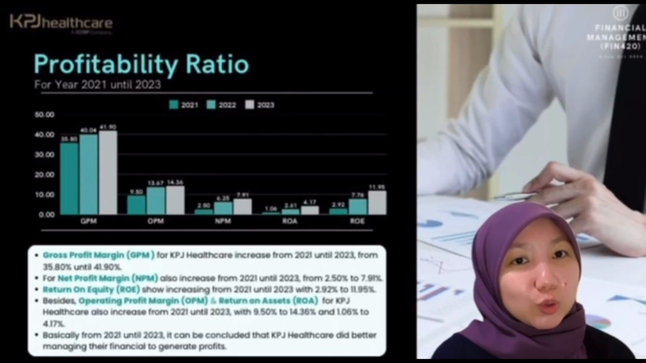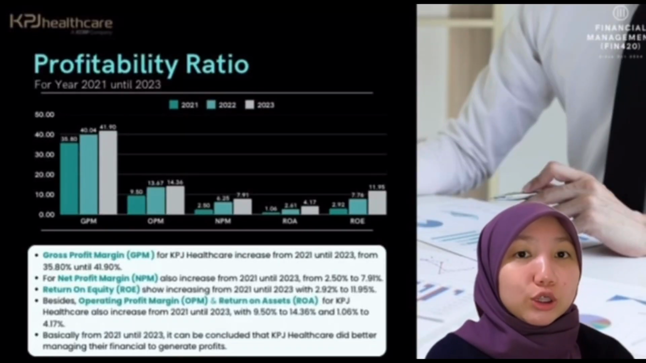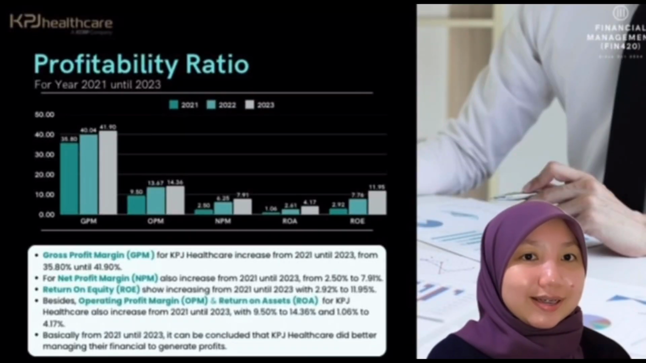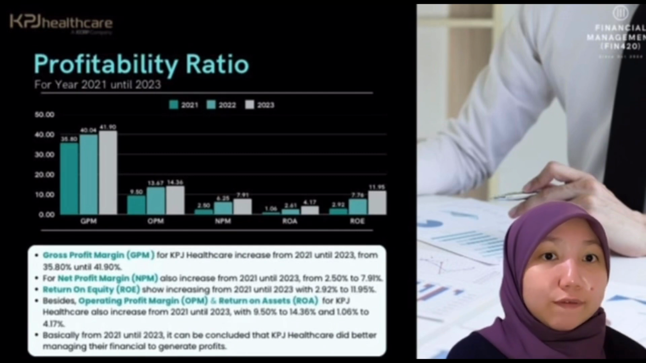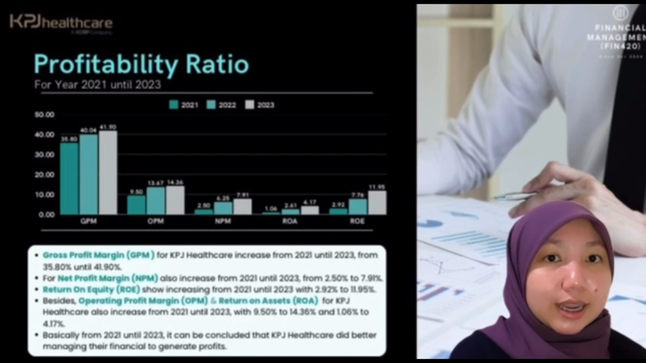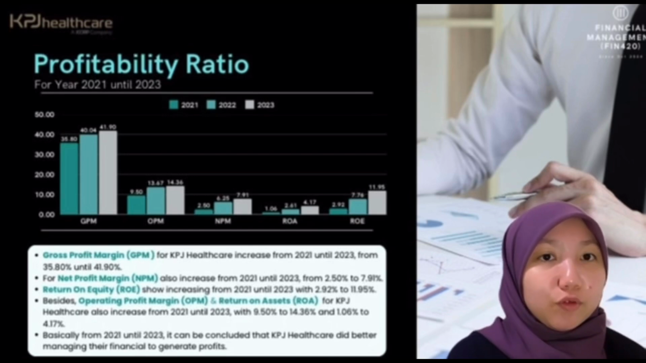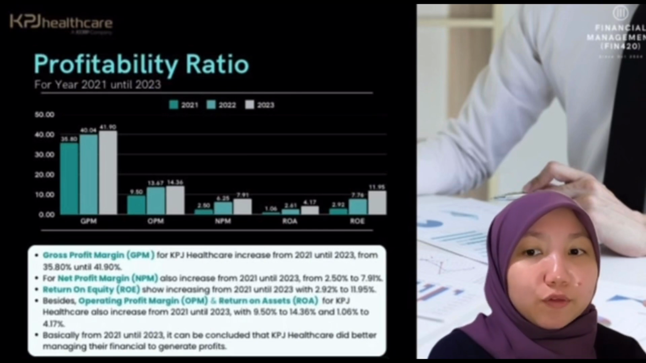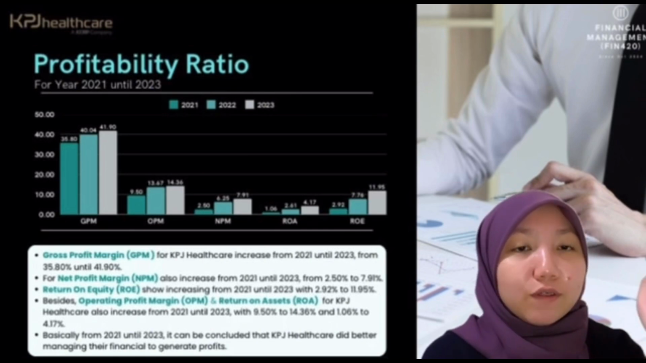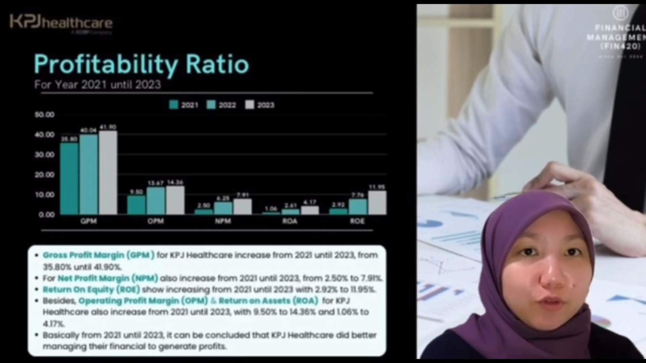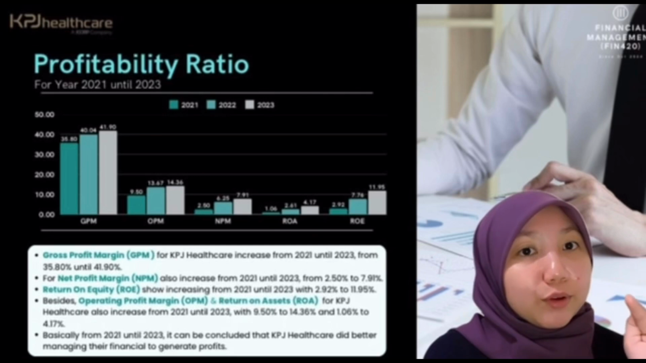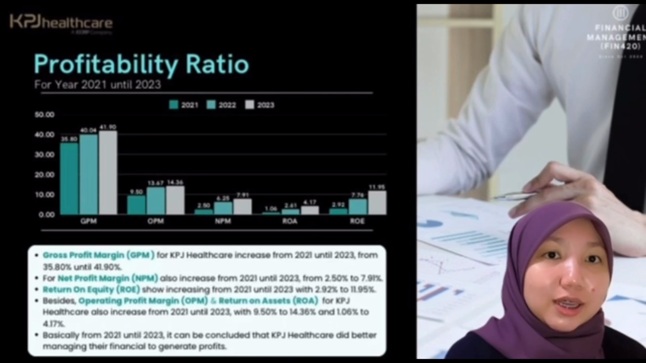In this slide, I want to share about the key financial ratios from 2021 until 2023. You can see our gross profit margin increased from 35.80% in 2021 to 41.19% in 2023, indicating improved operational efficiency. Operating profit margin rose significantly from 9.50% to 13.67%. Net profit margin grew from 2.50% in 2021 to 7.91%, showcasing better control over costs.